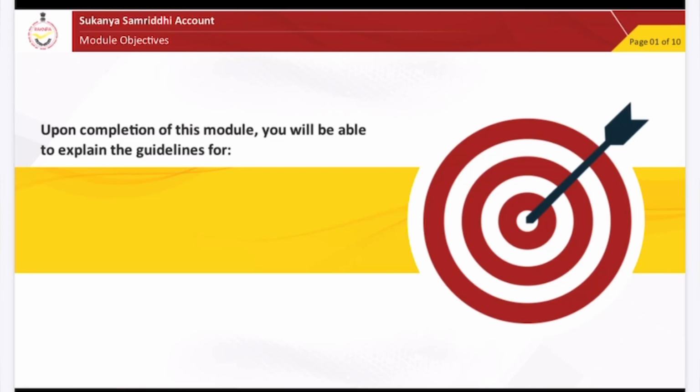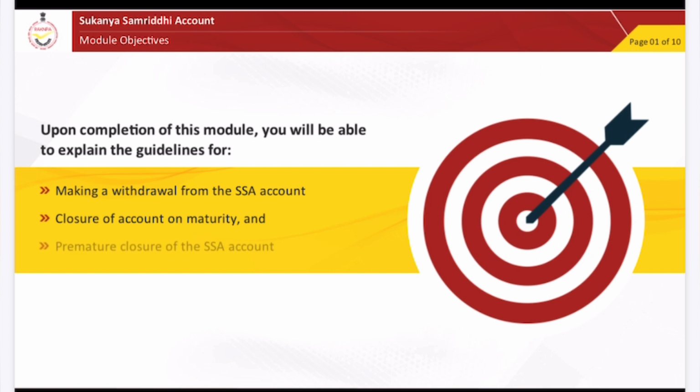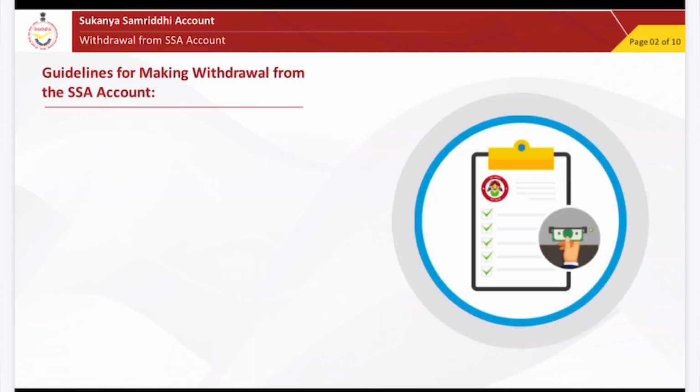By the end of this module, you will be able to explain the guidelines for making a withdrawal from the SSA account, closure of account on maturity, and premature closure of the SSA account. Let us now discuss the guidelines for making a withdrawal from the SSA account.